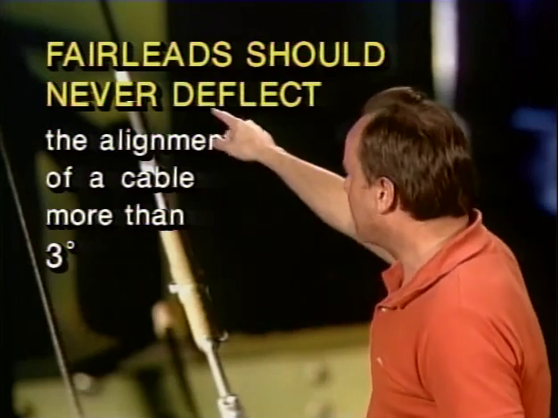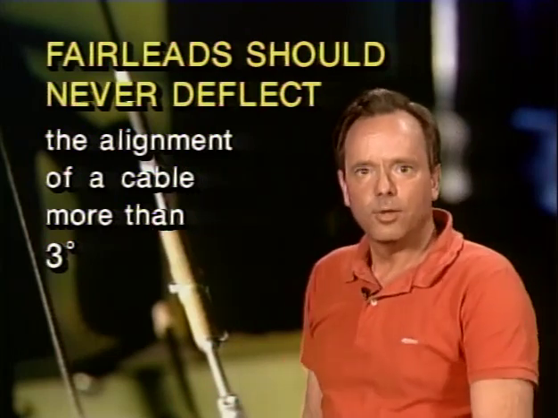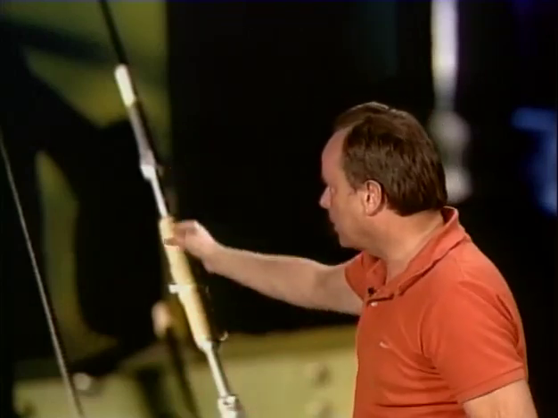So if you run the cable through a fairlead, the alignment of the cable should never be deflected more than 3 degrees. Now, let's assume you're using a push-pull type control system. The threaded rod ends of a push-pull type control system should be checked for the amount of thread engagement by using the inspection hole provided. So if you have a push-pull type system rather than a cable type system, you check for proper thread engagement at the ends by using the holes that are provided in the airplane for doing that.